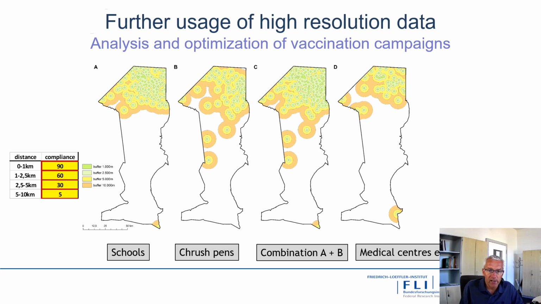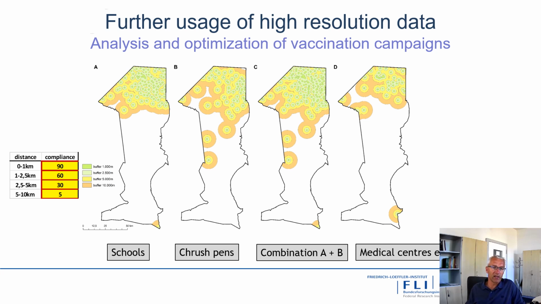What we then did, we used these data sets and tried to optimize vaccination campaigns. In the past, it was tradition to vaccinate dogs at crush pens, these cattle vaccination posts in this area. And we asked the question whether it would be more beneficial to move these vaccination points closer to schools, to combine schools and crush pen vaccination, or to shift vaccinations to medical centers and vaccination points.